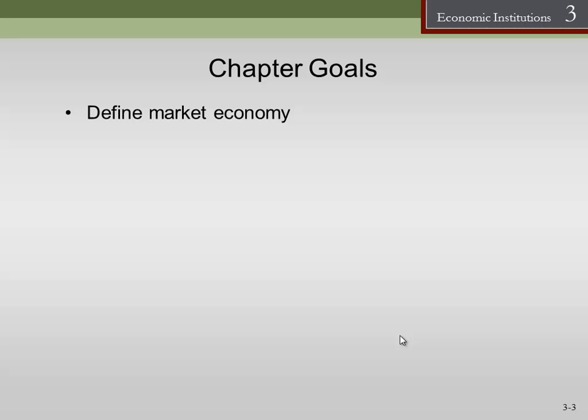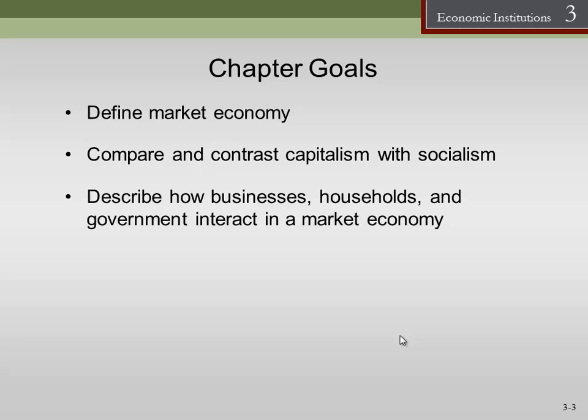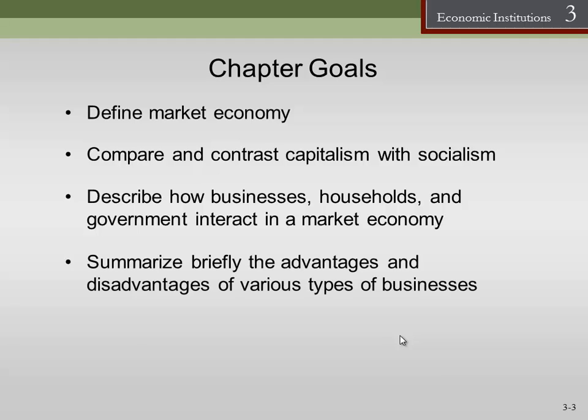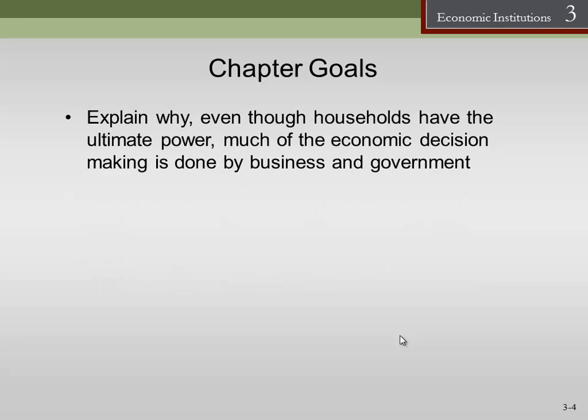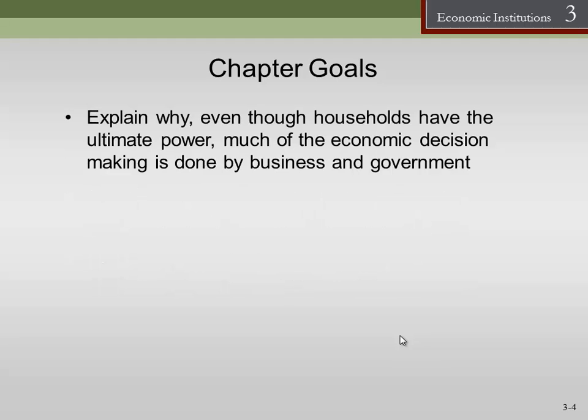So what are our goals for this chapter? One, we need to define a market economy, and we want to compare and contrast a few of what we call the isms, so different economic systems. So we're going to have a little bit of comparative systems. Describe how business, households, and government interact in a market economy. Summarize briefly the advantages and disadvantages of various businesses. And by that we mean business types.